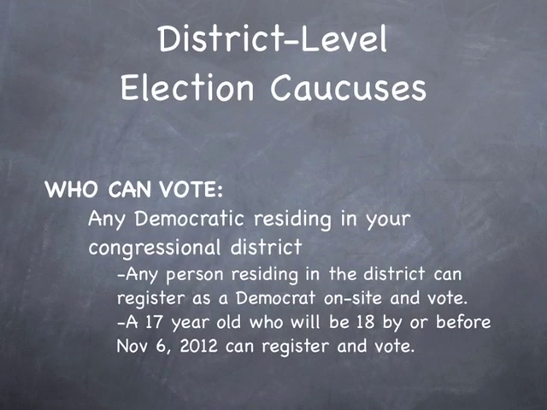Who can vote? Any Democrat residing in your congressional district is eligible to vote. Remember, a 17-year-old who will be 18 by or before November 6th, 2012 can register and vote at the caucus. Any person residing in the district can register as a Democrat on site and vote at the caucus that day.